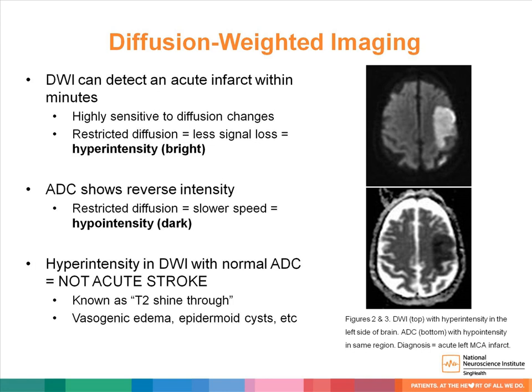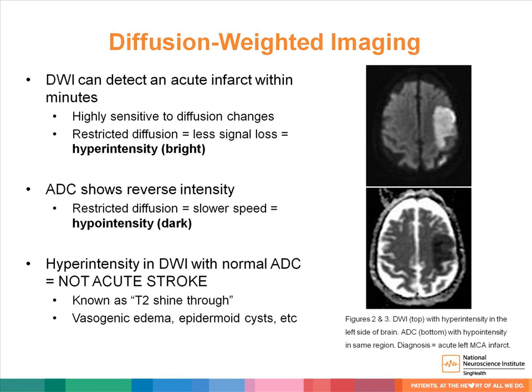DWI is the most sensitive sequence for detecting acute infarcts. Within minutes of arterial occlusion, ischemia leads to cytotoxic edema. Intracellular swelling causes restricted diffusion of water molecules. This region experiences less signal loss on the images and hence appears hyperintense or bright relative to surrounding tissue.